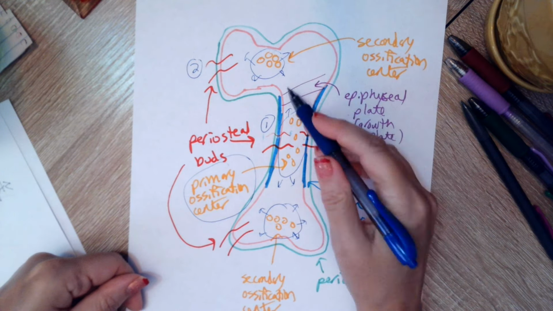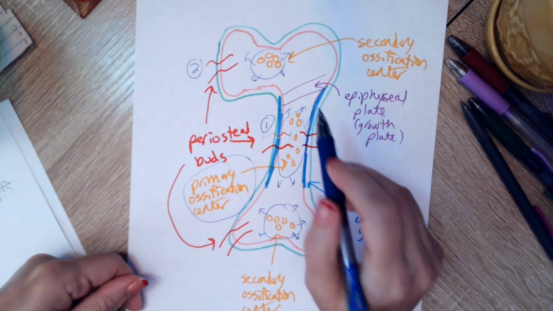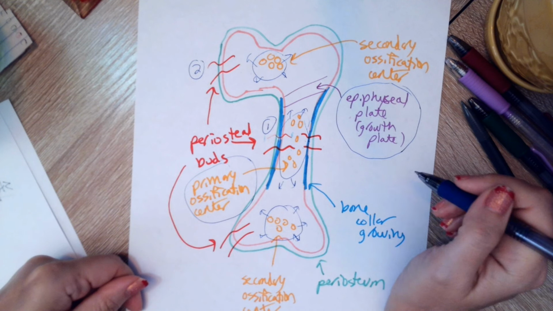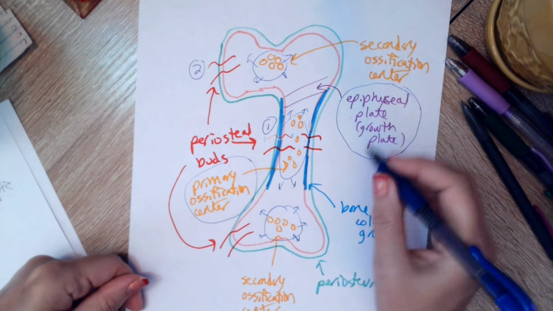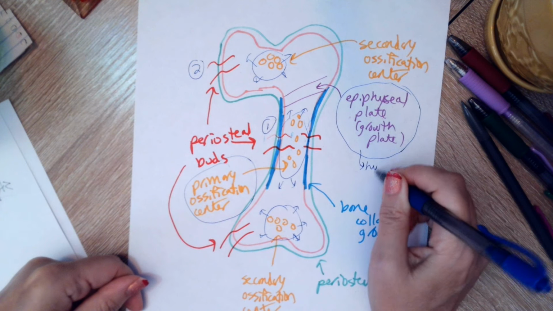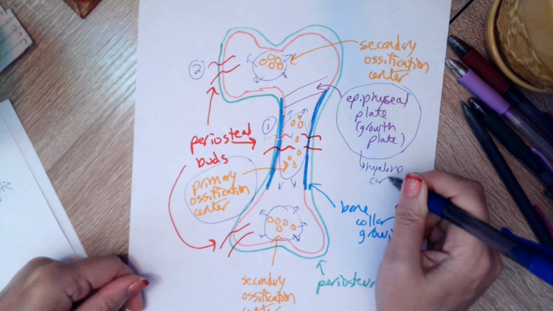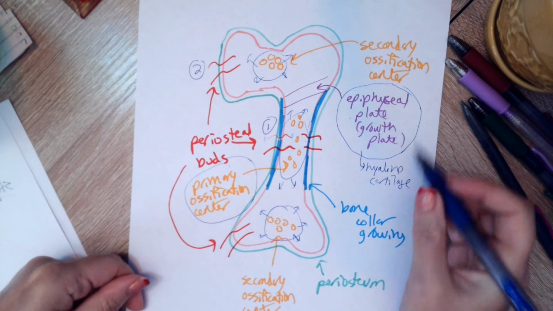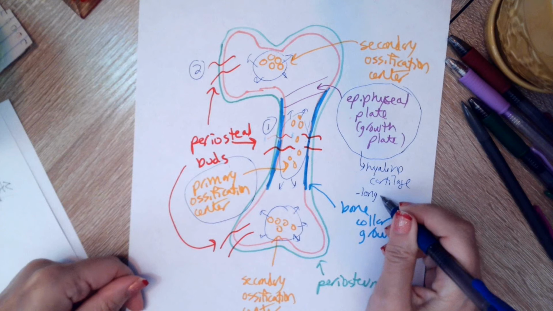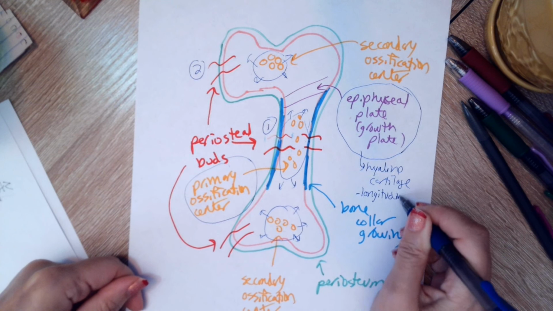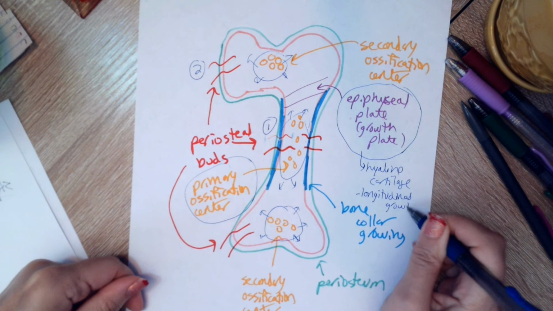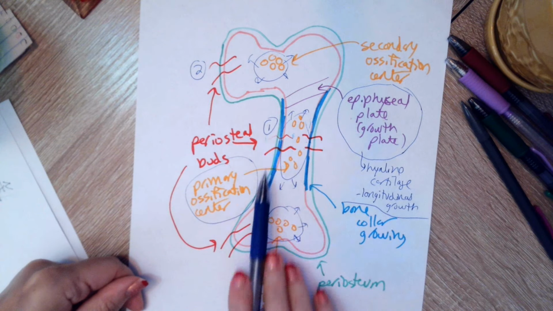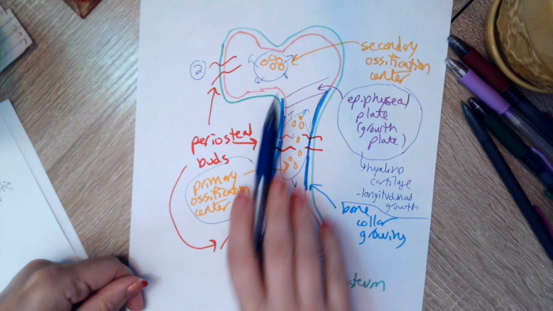And eventually, they're going to meet, but not yet, because there is another thing called the epiphyseal plate, or the growth plate. This is a piece of hyaline cartilage. And that allows you to grow longitudinally. Longitudinal growth just means it allows the bone to grow longer, in a longitudinal direction, which would be up and down.